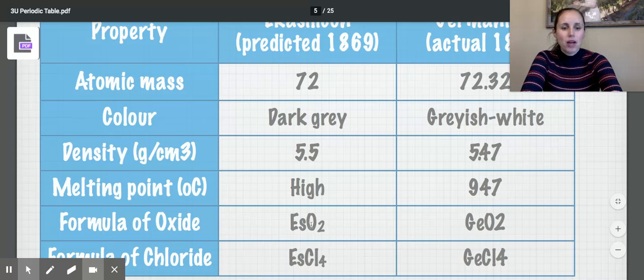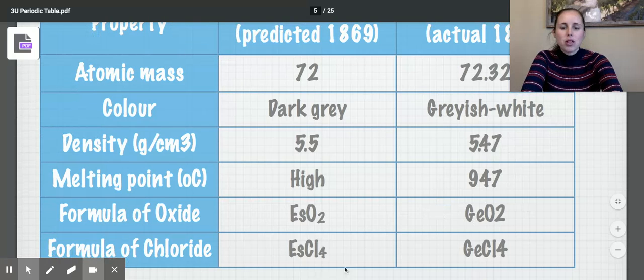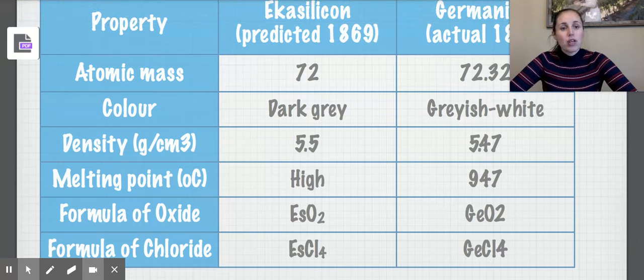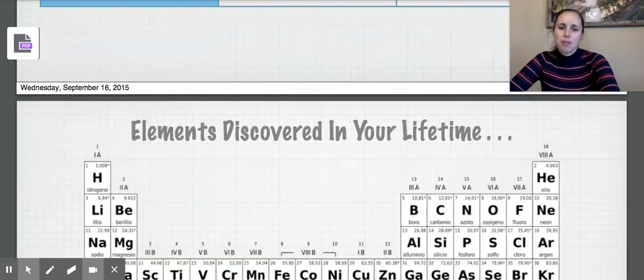The formula should be so that it combines with oxygen. It combines with two oxygens, so EsO2, and germanium does indeed combine with two oxygens, GeO2. And when it combines with chlorine, it'll combine with four chlorines, and he was right about that. So Mendeleev actually really understood those properties and could pretty much predict exactly what elements were left to be discovered.